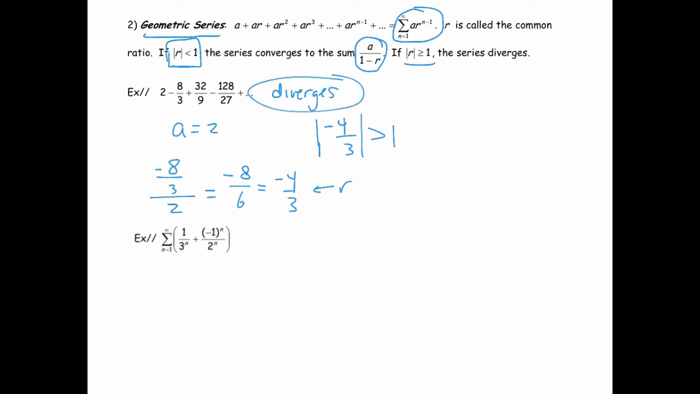If you look at the second example, this looks a little crazy. I put this here to give you a property that's useful, and that is you can separate this into two, or view it as two different series added together.